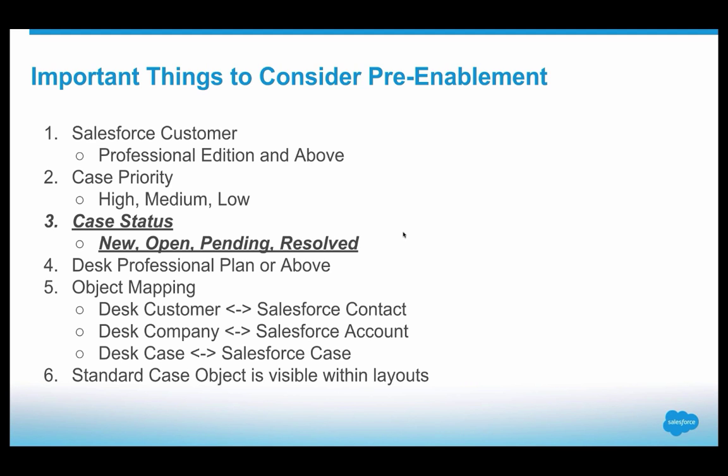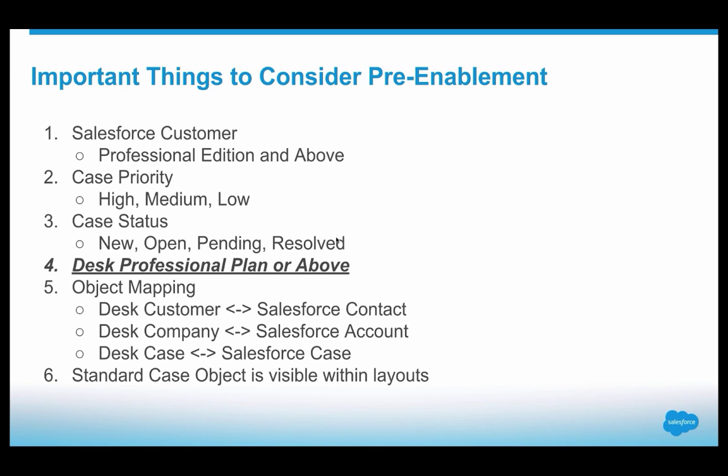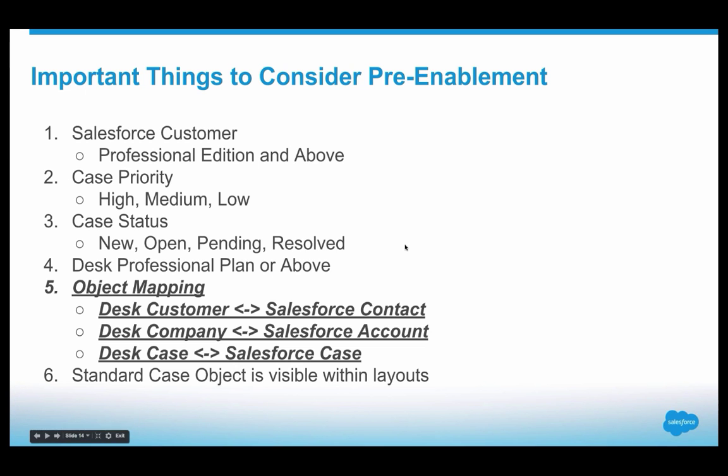For case status, it's going to be new, open, pending, resolved, and closed. Then on the Desk side, we want to make sure that you're a Desk Professional plan or above, in addition to being on a Salesforce Professional plan or above. Next is object mapping. Remember that the three standard objects that we map are case, contact, and account.